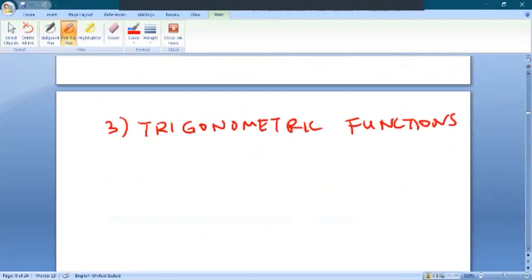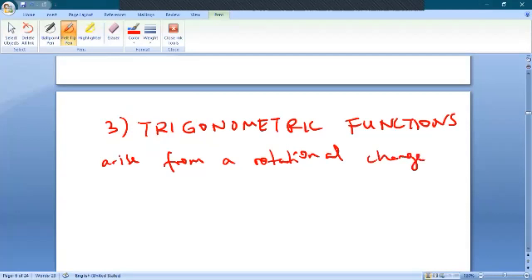So the trigonometric functions are... they arise from a rotational change, something rotating and its projection. Okay.